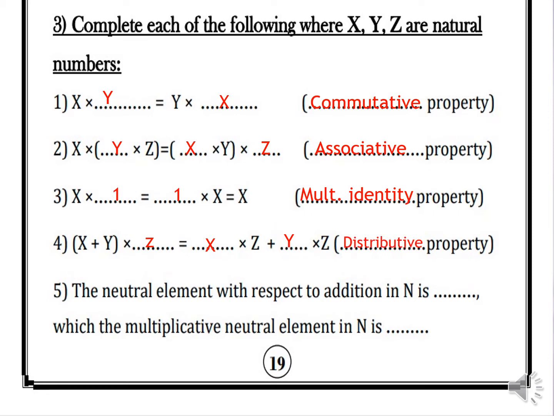This is the distributive property. In number 5, the neutral element with respect to addition in N is, here he wants the additive neutral element. The additive neutral element is 0, while the multiplicative neutral element in N is 1. Any number multiply 1 equals the same number, and any number plus 0 equals the same number.